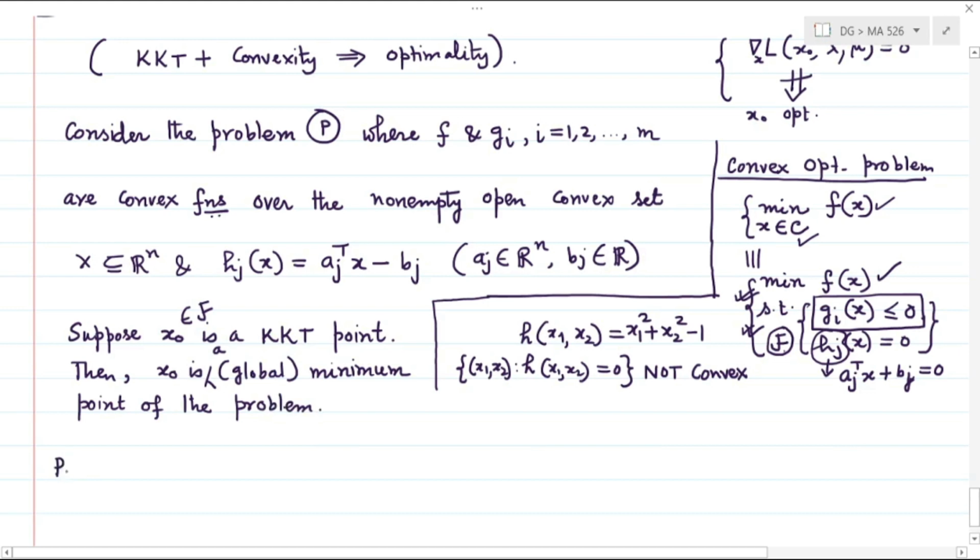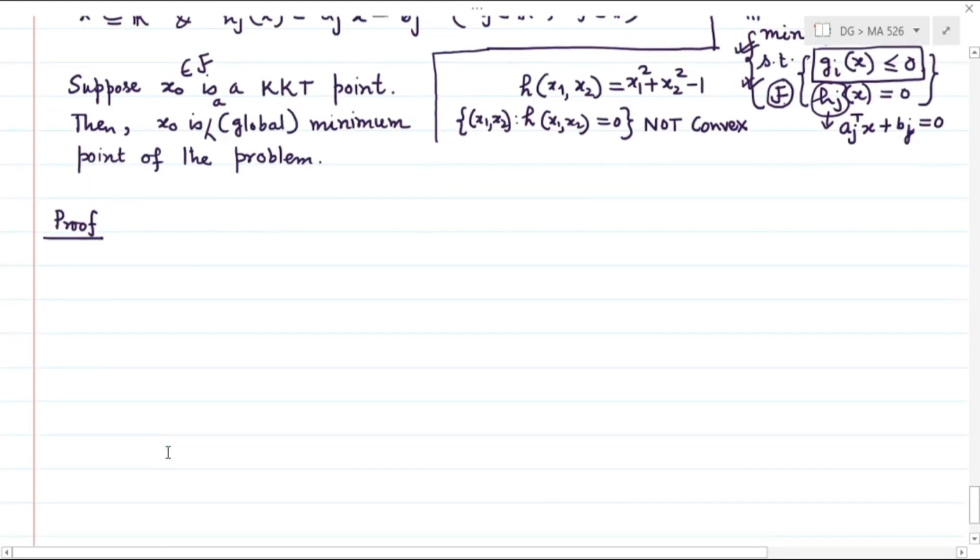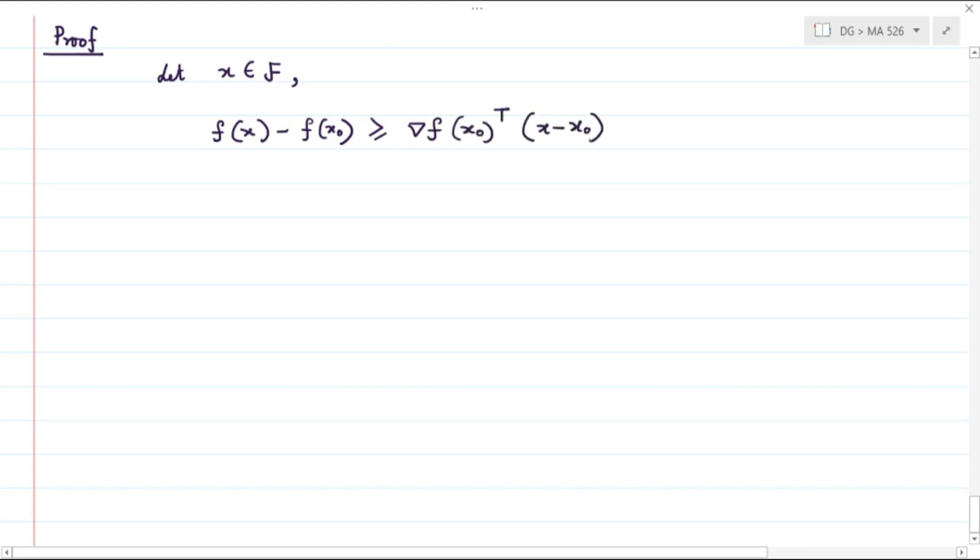Okay, now let us try to prove it. The proof goes in the following manner. What we have to prove is that you take any point x in the feasible region, and you have to prove that f(x) − f(x0) is greater than or equal to 0. This will prove that your point x0 is not only a local but also a global optimum. Now as the objective function f is convex, this is greater than or equal to the first order characterization of convexity, grad f(x0) transpose (x − x0).